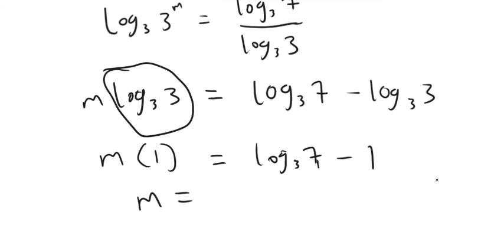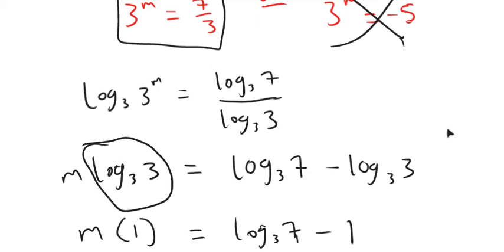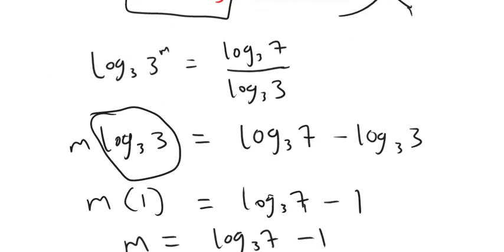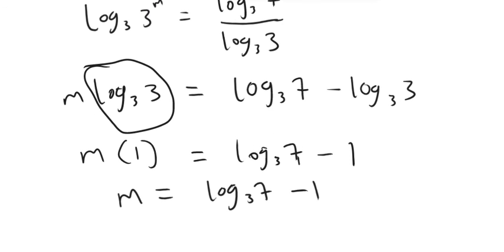So m is equal to log 7 minus 1. So that's the form they wanted us to give the answer in, log to base 3 p minus q. So p in this case would be 7 and q is 1. So that's all then for this question.